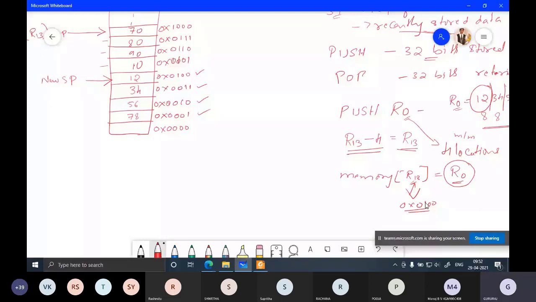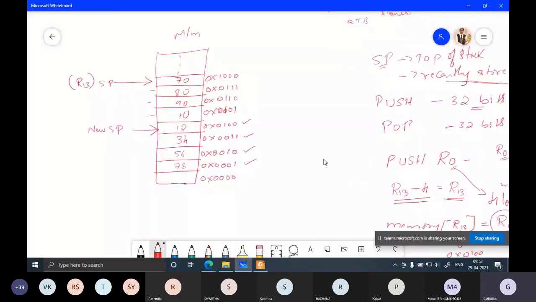One more thing you have to remember: in Cortex M3, it is a full decrementing stack operation, a full decrementing arrangement of stack. That means you start with a higher address and you move on to a lower address. That is what will happen in ARM Cortex M3. Hope you got the concept. This is how stack memory operation is done.